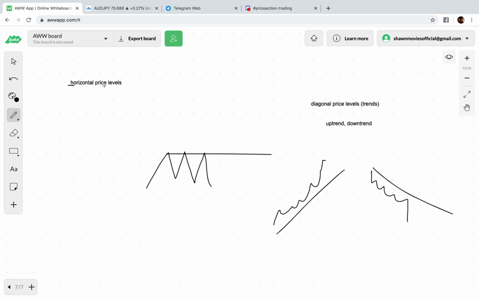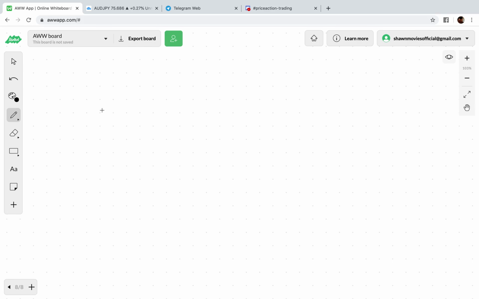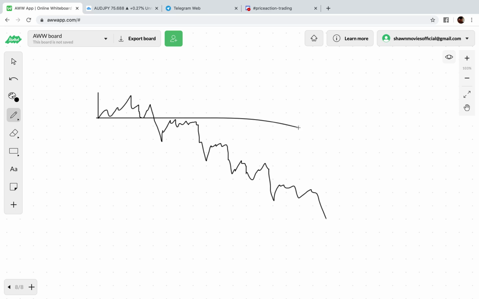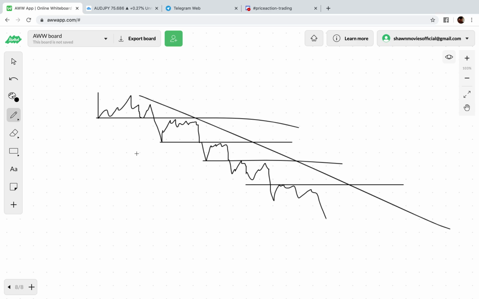So now that we've learned about horizontal price levels and diagonal price levels, let's put it together. Price simply is on a chart and it's making all these little squiggly lines and doing a bunch of different stuff. So essentially all you're doing is looking at a chart, identifying the very clear horizontal price levels as well as only the very clear diagonal price levels. And then you're going to call those diagonal levels trends and the horizontal levels support and resistance. That's all it is.